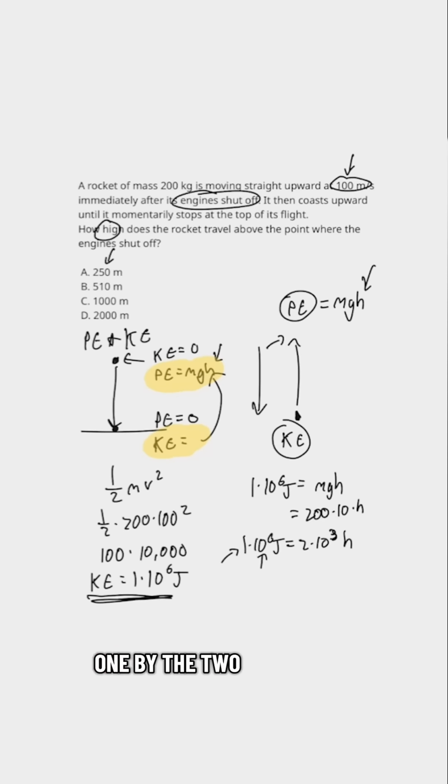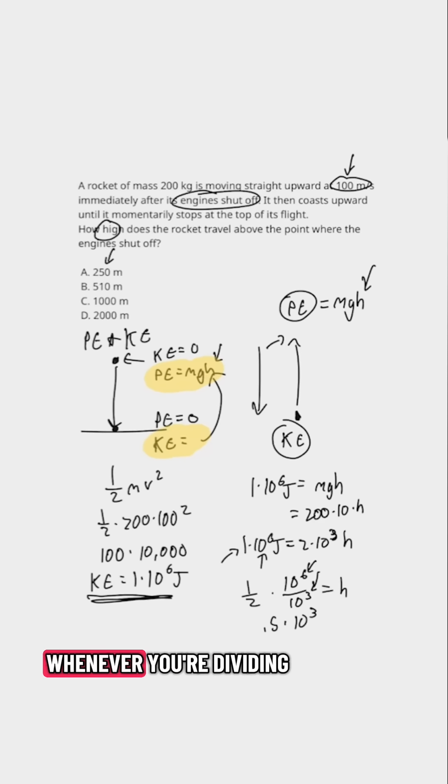Now divide the 1 by the 2 and the 10 to the 6 by the 10 to the 3. That gives us 0.5 times 10 to the 3, because you do 6 minus 3 whenever you're dividing exponents like that. Now you just need to move that decimal point 3 places to the right to show that that height is 500 meters.